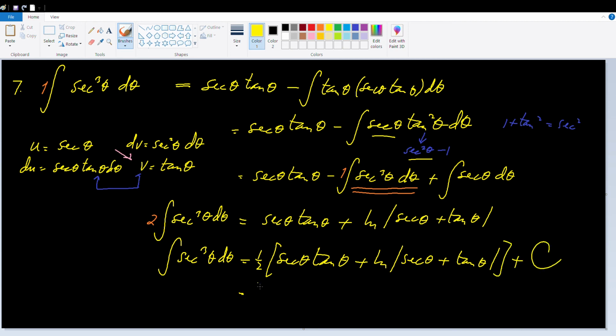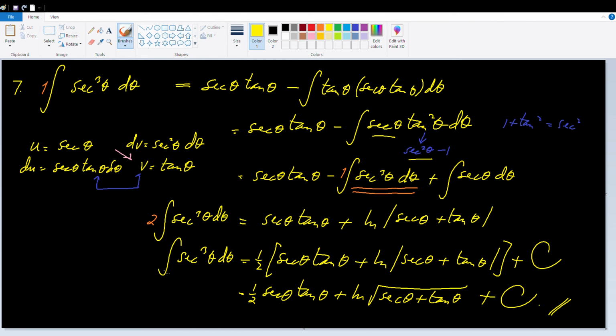Or we can distribute: 1/2 secant theta tangent theta plus 1/2 ln, and we know that coefficient 1/2 becomes the exponent, so we can write this as ln of the square root of secant theta plus tangent theta plus c. Okay, so try to remember that the integral of secant cube theta d theta is 1/2 secant theta tangent theta plus ln of the square root of secant theta plus tangent theta, because we will be encountering this integral in the future.